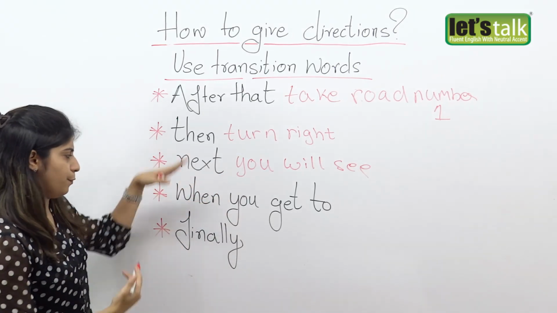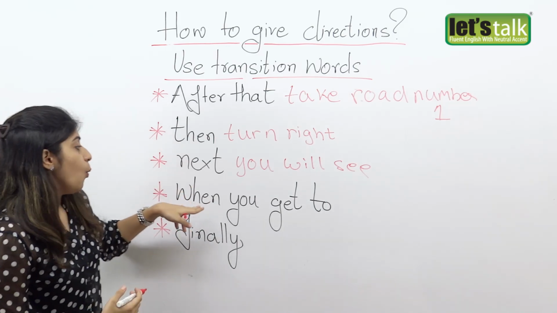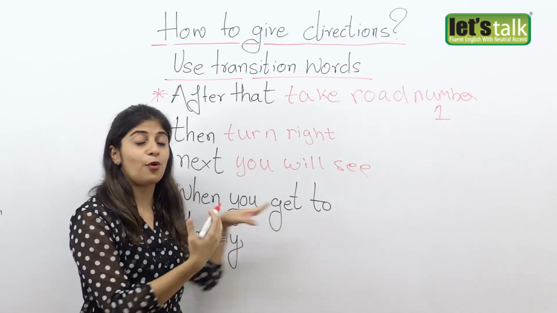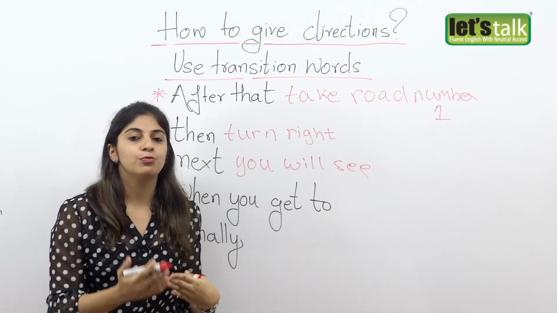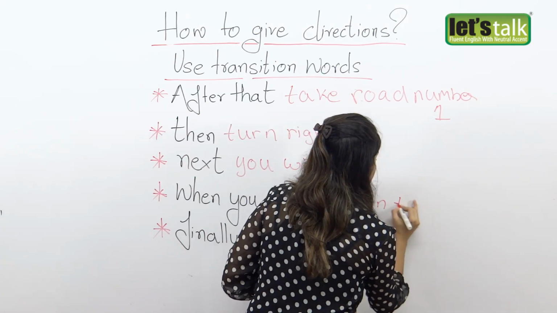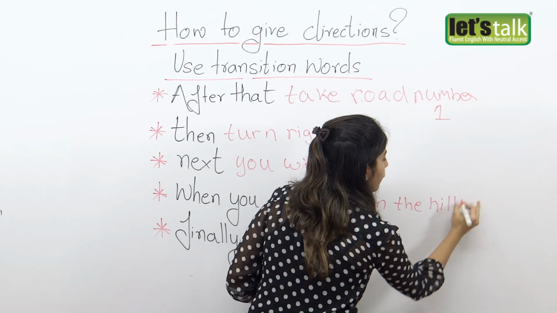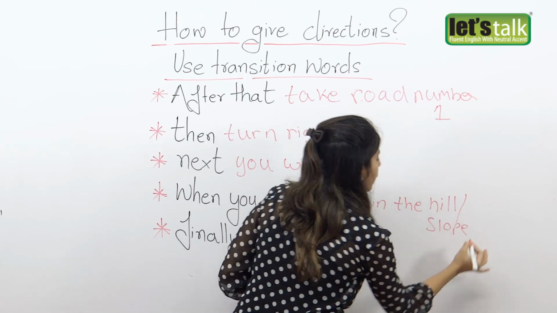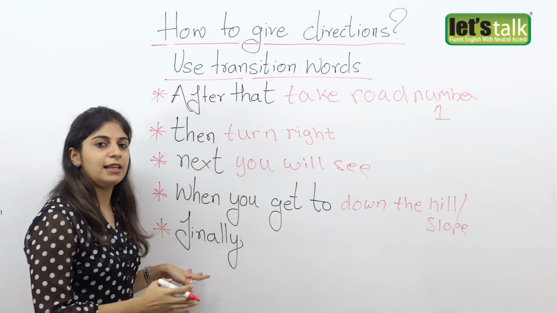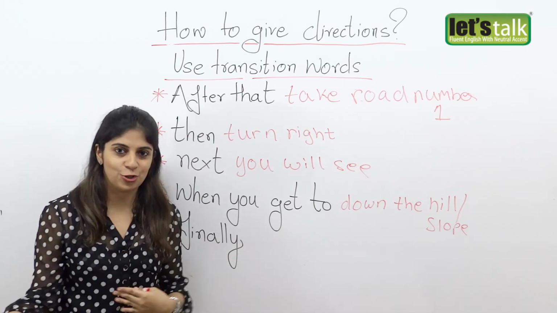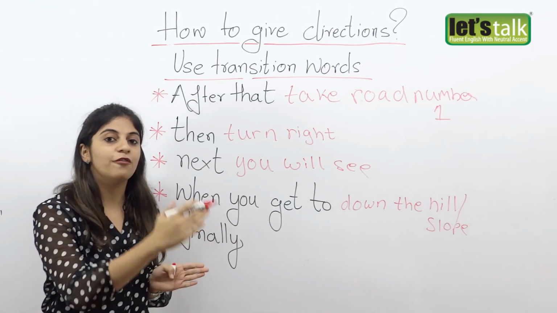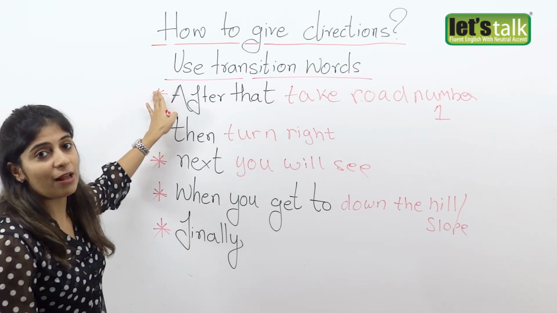Please break the directions, break the route. For example, when you get to the McDonald's or when you get to the church, you go down the hill, or you go down the slope. And then finally is where your destination would be. Finally, you get there, that's your destination. So it is important to break each leg of your route using transition words.